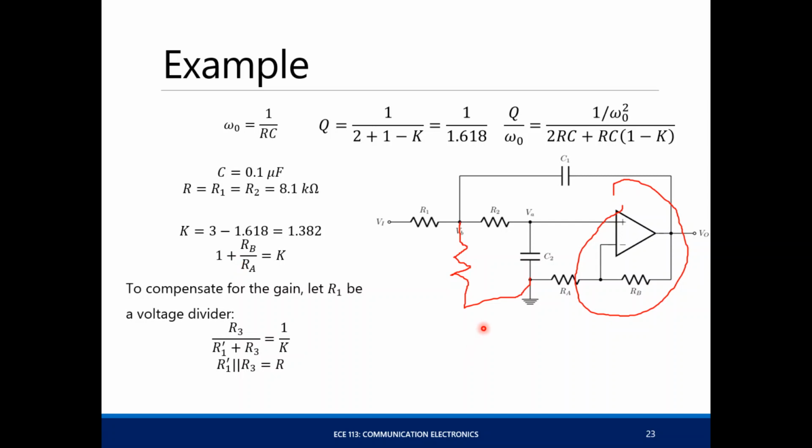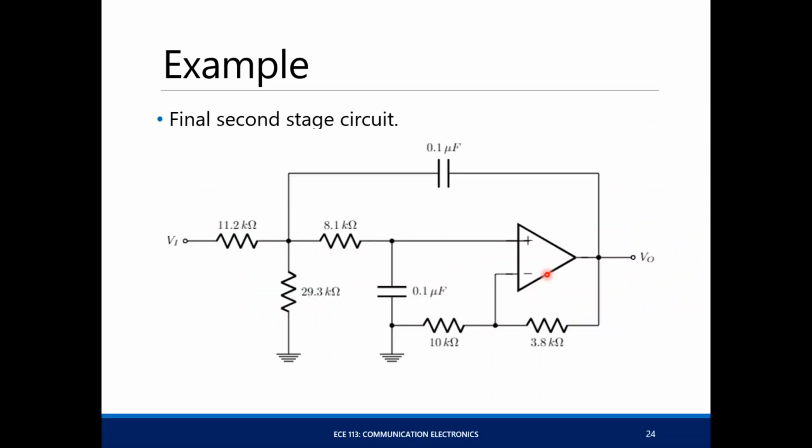So that would mean if we connect a resistor here, we create a voltage divider. And this voltage divider right here must have a resistance that is equal to the resistor we need right here, so as to not mess with the behavior of your Sallen-Key architecture. So your second stage circuit will look like this.